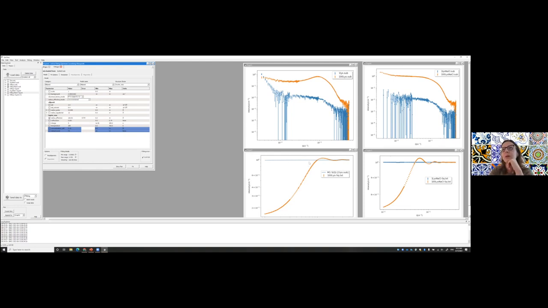And that will probably happen more for the solutions with no salt present. So why do you think that for the 100 mg per mil solution, when I fit my volume fraction, I ended up having less than one? What do you think happened? Could it be that there's also solvent inside the protein and that's not considered in the volume fraction? That's a very good point.